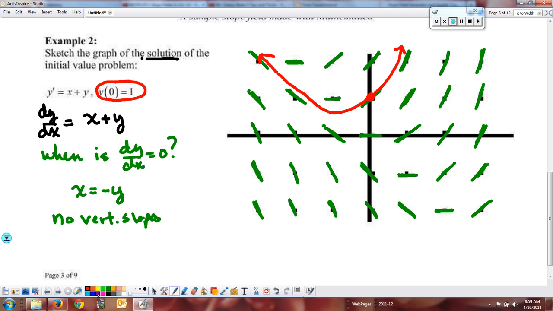Just to show you a few other curves on this one, what if I gave you an initial condition and I wanted to go through -1, -1 as my initial condition? So that would be right here. And so the idea is, well, we must be going up, follow the flow. And then this side's coming down. So you end up with this.